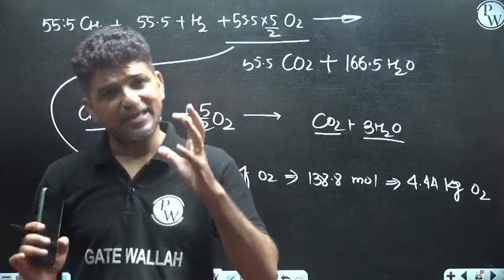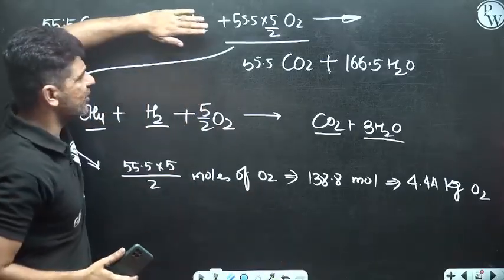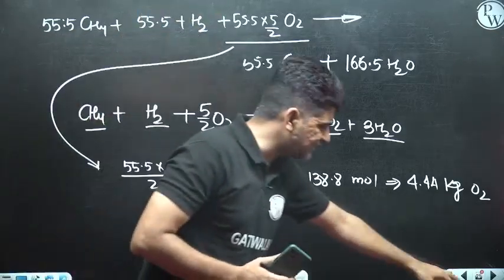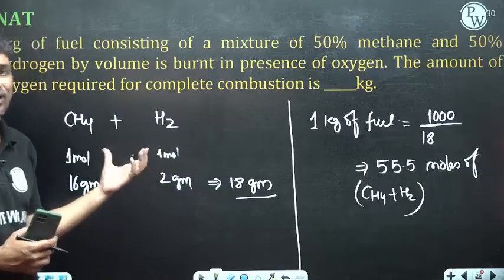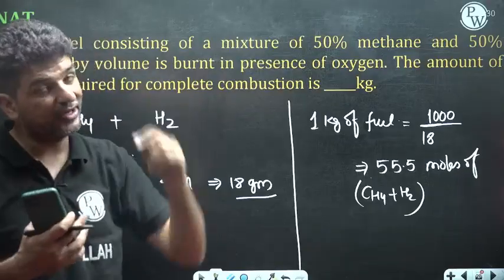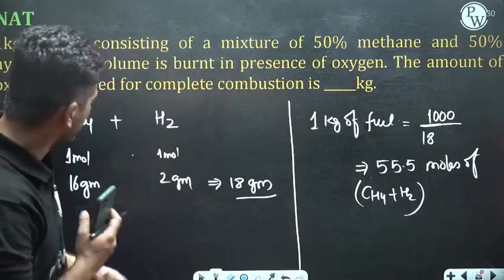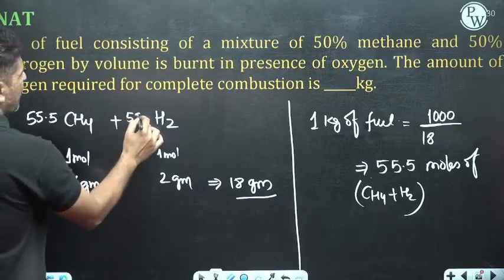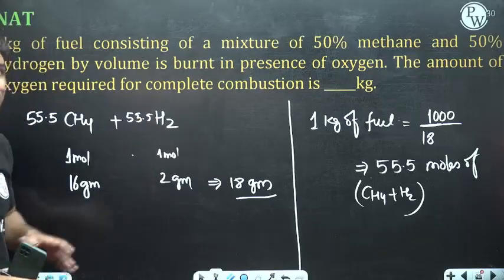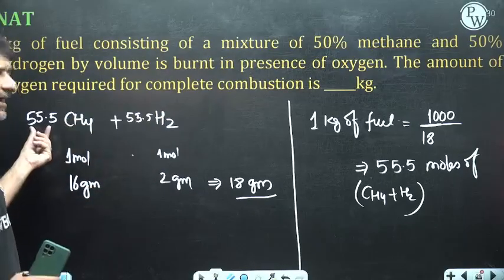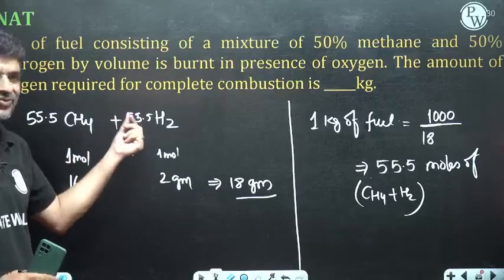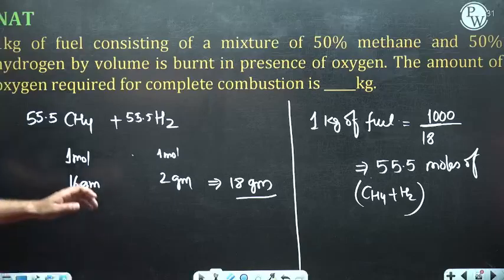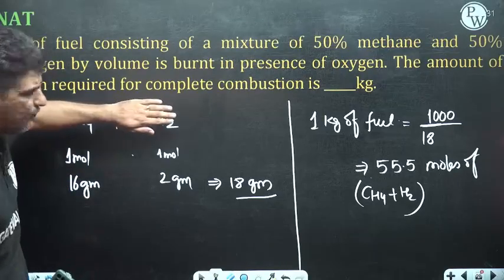So guys, whenever the equation comes, you have to always balance the equation in terms of your moles first. To balance the equation in moles first, what you have to calculate? You have to calculate the number of moles that are present in 1 kg of fuel. So if I give you that you have 55.5 moles of methane and 55.5 moles of hydrogen in one mixture, what is the total weight? You will directly calculate 55.5 multiplied by 16 plus 55.5 multiplied by 2. That will be your 1 kg.